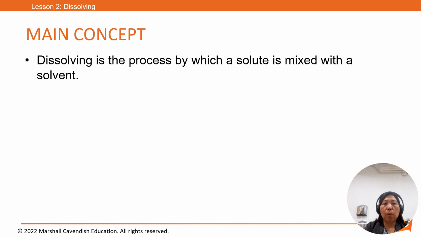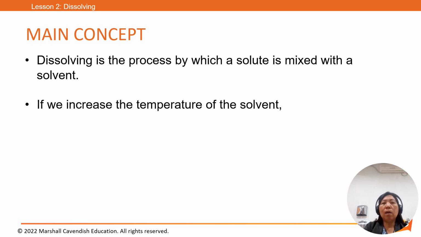So what happens when a solute dissolves in a solvent? The solute particles move between the solvent particles until they are mixed evenly. So where is the solute after it has dissolved in the solvent? It is present in the solution. So what are the examples of solution formed by dissolving a solute in a solvent? For example, the salt solution is formed by dissolving salt in water.